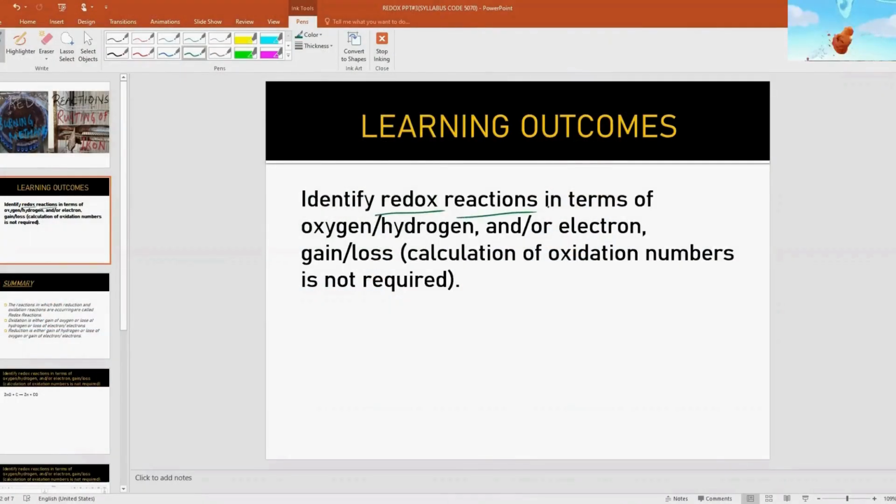Identify redox reactions in terms of oxygen, hydrogen, and/or electron gain or loss. Calculation of oxidation numbers is not required.